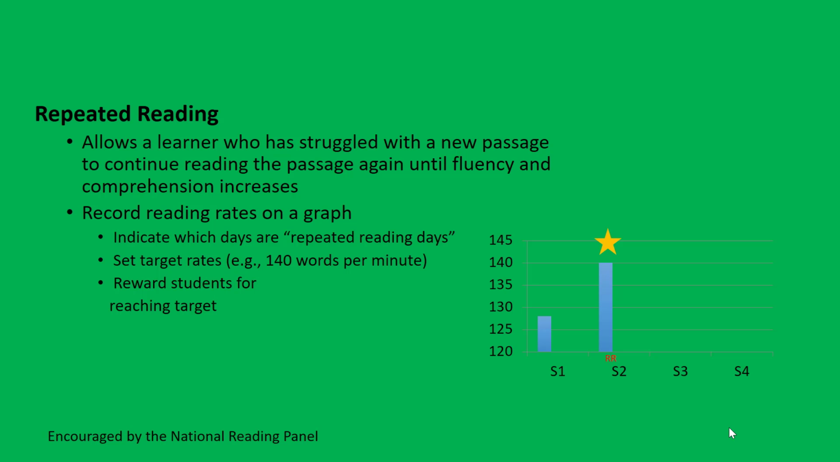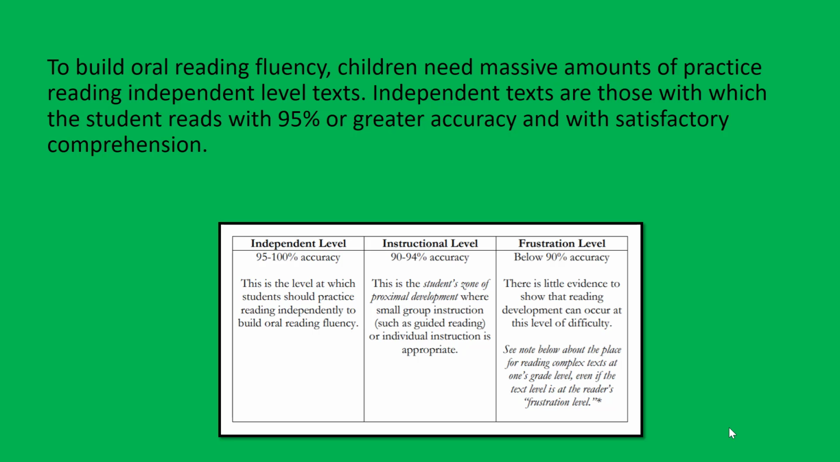We record reading rates on a graph. For example, you might indicate which days are repeated reading days by using a symbol like the yellow star in the graph depicted on this slide. You can set a target oral reading rate and reward the student for reaching or surpassing that target.